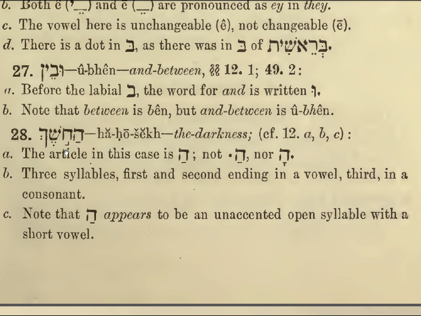The accent, of course, is here. So this is a closed, unaccented syllable, and so it has a short vowel. Ha, cho, shech. Note here that ha appears to be an unaccented open syllable with a short vowel. So it looks ha, ho, shech.